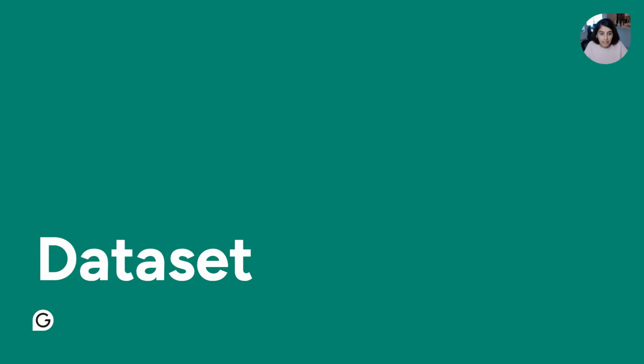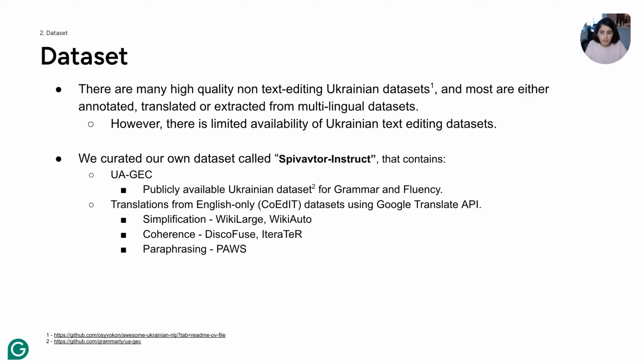Let's talk about the dataset first. There have been a lot of other types of data sets, like POS tagging and data sets for word embedding, question answering, sentiment detection, and text generation, but we couldn't find a lot of text editing data sets, and hence we curated our own data set for this, which we call Spivavtor-Instruct.